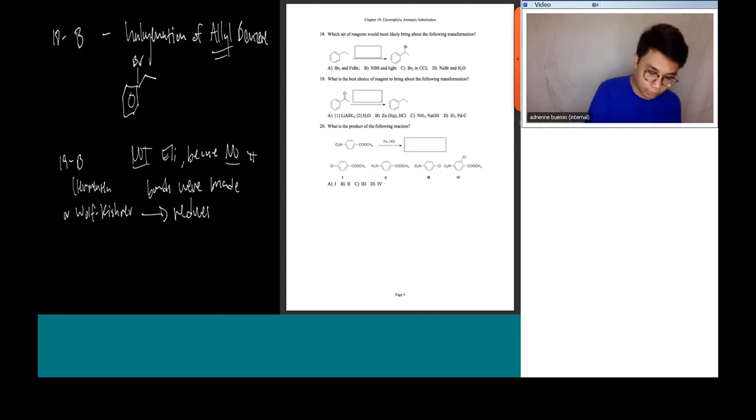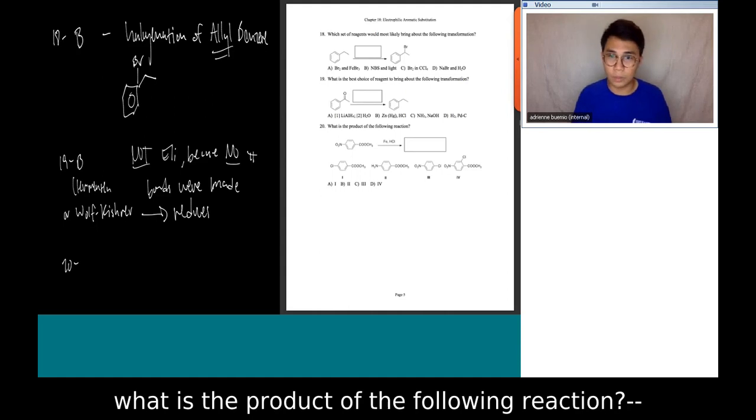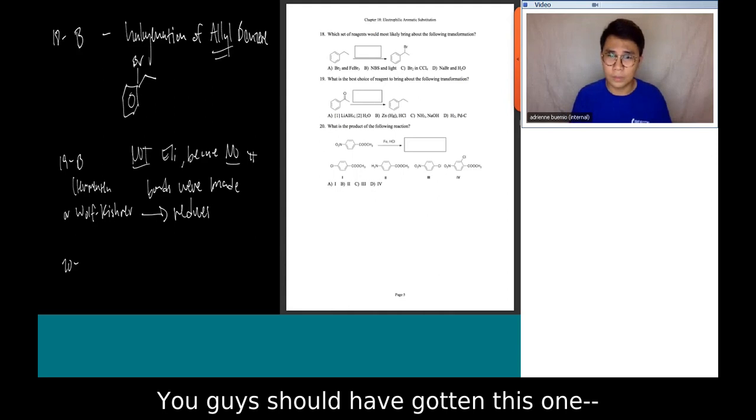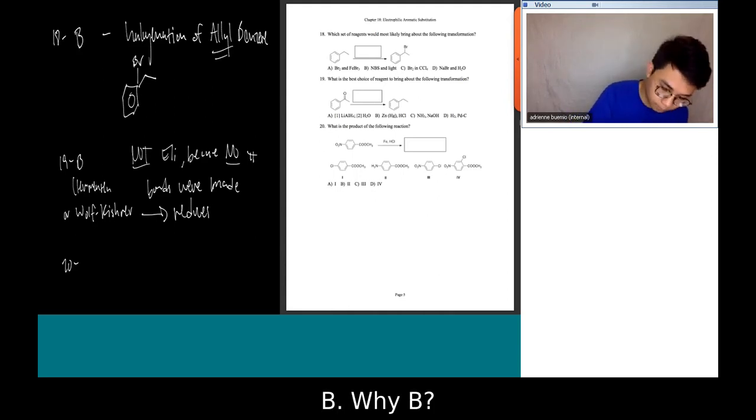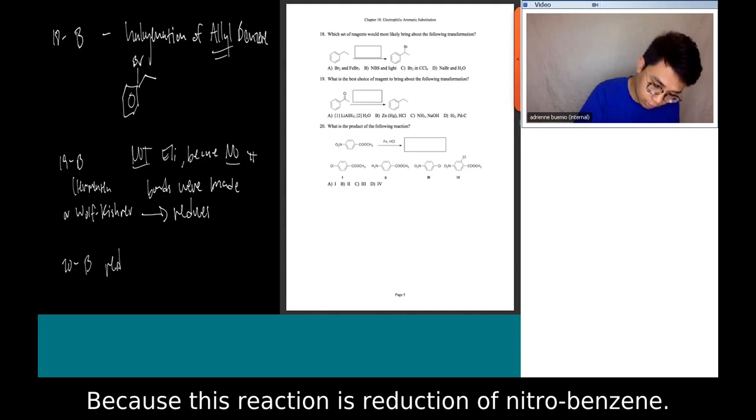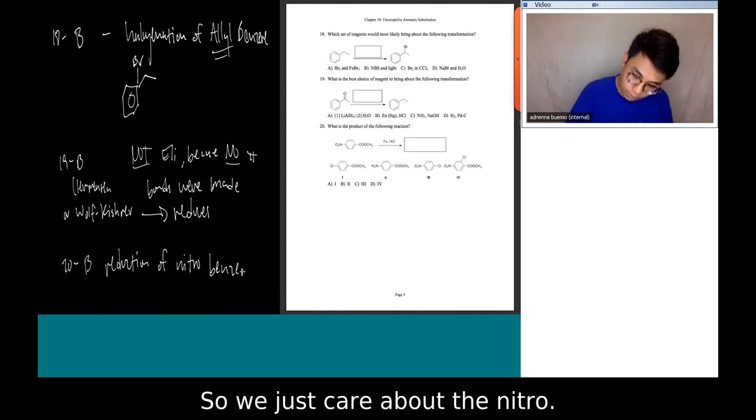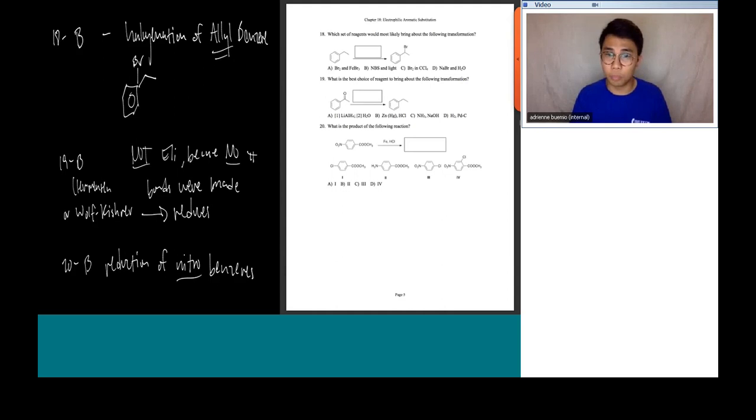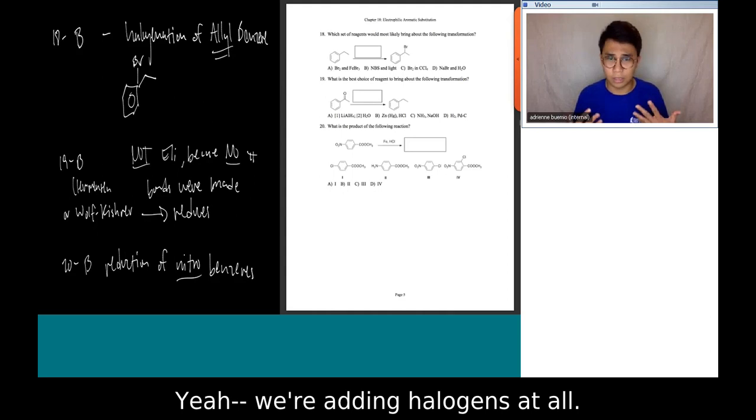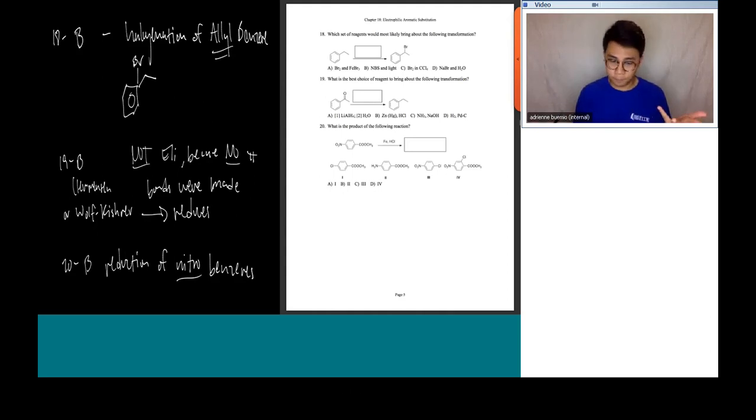Okay, so 20, what is the product of the following reaction? Fe, HCl. You should have gotten this one, B. Why B? Because this reaction is the reduction of nitrobenzenes. So we just care about the nitro, right? We're not adding anything. We're not adding halogens at all.